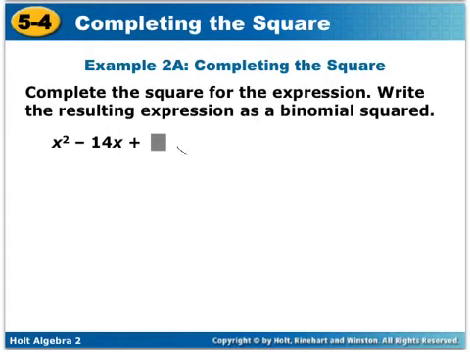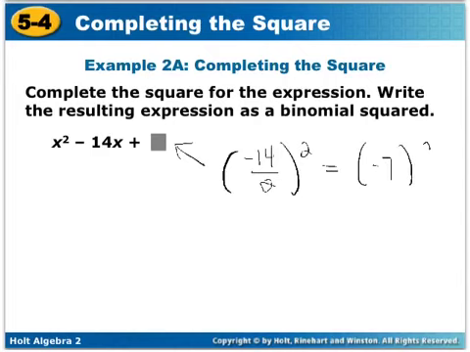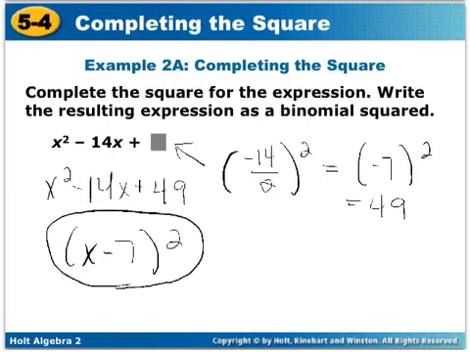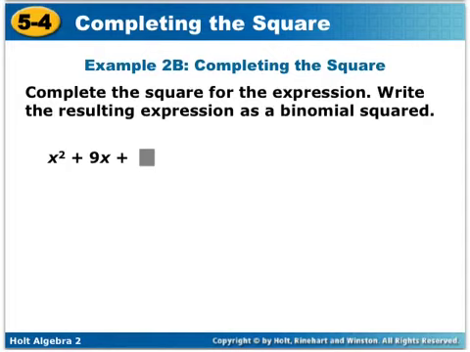Okay, so we need to put into this box b, which is negative 14 over 2 quantity squared, which is negative 7 squared, which is 49. So we get x squared minus 14x plus 49. That gives us x minus 7 quantity squared. So complete the square for the expression. Write the resulting expression as a binomial squared. Another one, complete the square.